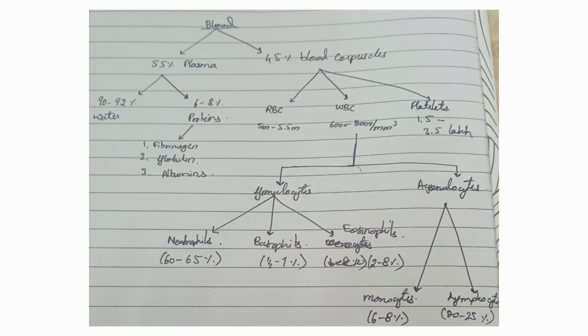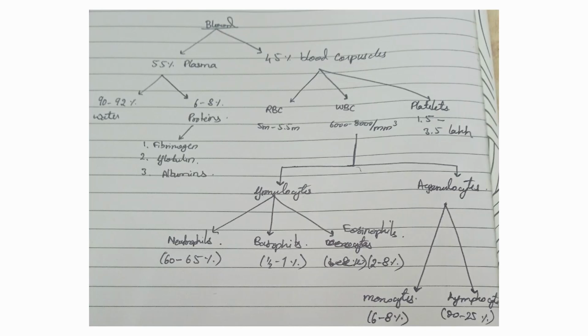Coming to the blood corpuscles part, the quantities of the different blood corpuscles are given per millimeter cube. So remember that RBCs, which are present in the highest quantity, are 5 to 5.5 million per millimeter cube of blood. WBCs are present in the least amount, which is 6,000 to 8,000 per millimeter cube of blood, and platelets are 1.5 to 3.5 lakhs per millimeter cube of blood.